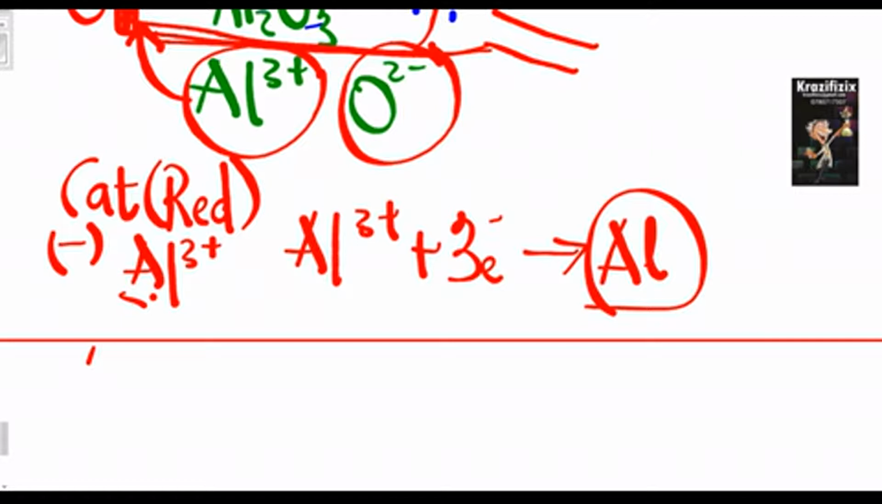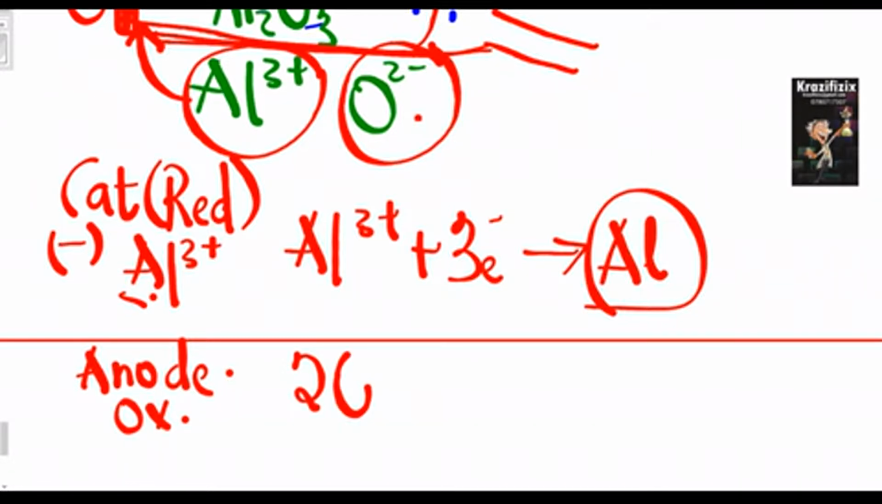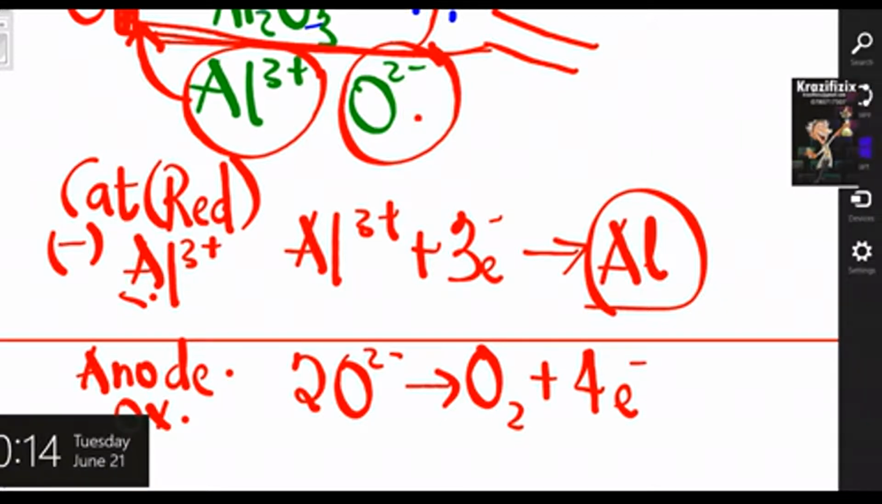On the other end, at the anode, what do we have? We have oxygen and carbon. Remember, carbon is inert, it will not react. So oxygen will now be oxidized at the anode. And oxygen, you will have O2- going to O2, and if you check your table, you would find oxygen that way there. And so we have that.